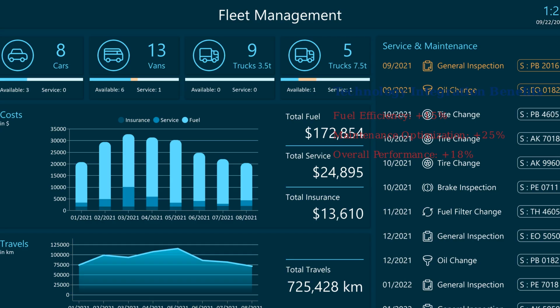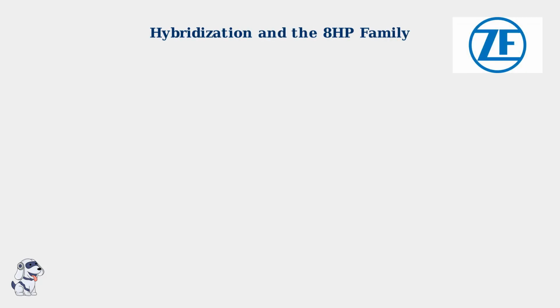entire fleets. The ZF 8HP transmission family represents forward-thinking engineering, designed from the ground up to be compatible with hybrid powertrains. This compatibility ensures these transmissions remain relevant as the automotive industry transitions toward electrification. The 8HP family supports 3 distinct hybrid configurations.